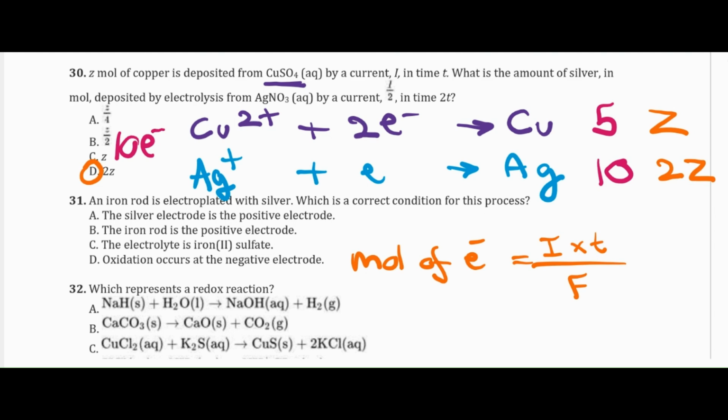So that mole of electrons is the current times the time divided by the Faraday constant. In this particular question, we're not worried about the Faraday constant, so we're going to take that out. What they're trying to do with the 2's here, they're trying to confuse you. But what would happen is divided by 2 times 2. So then the 2's would just cancel out and you're left with the same current times time.